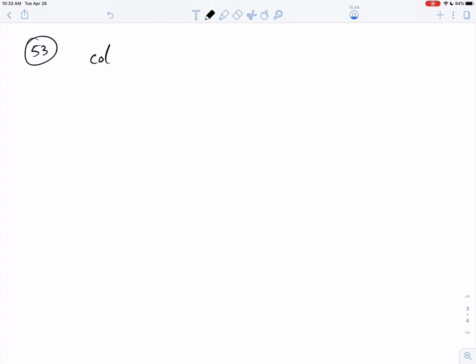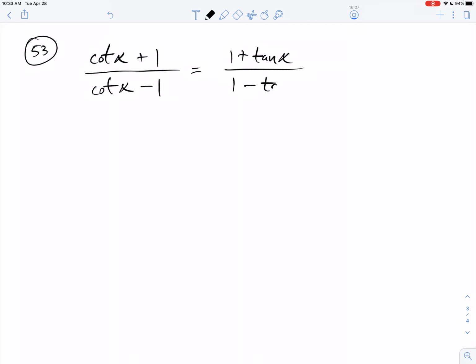This guy is a jerk. This one, if you do it the right way, it's 2 steps. You do it the wrong way, you could make up 9, 10 steps and still not get there. That's why this one is such a poop. So here we go. And 1 minus tan alpha. Okay. All right, guys.